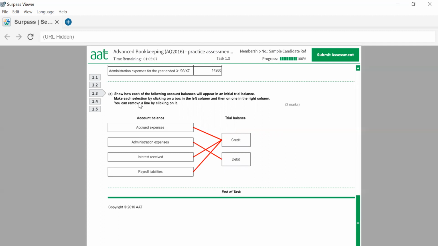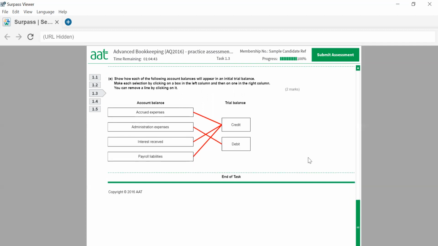So let's have a look. Accrual is a liability, so that's why it's a credit. Your admin expenses, as the name suggests, is an expense, so it's a debit. Interest received is your income, the I in the CLIC side of the acronym, so interest received is a credit. And payroll liabilities is the L from CLIC, liabilities, so therefore that's a credit. There we go. Next one, 1.4.